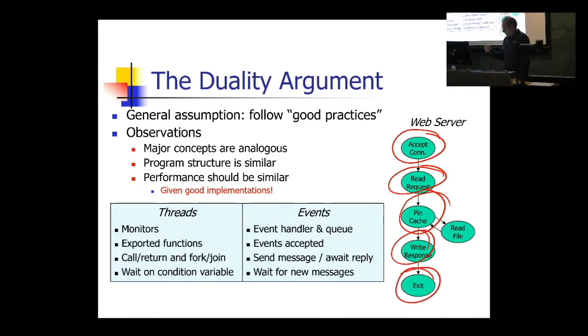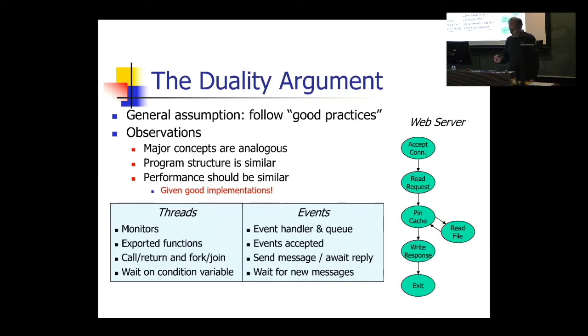Or if it's not in the cache, read it from the file system into the cache, and then write the response back to the client so we can print it on your web page, in your web browser, and then exit. Okay? So the claim here is that the major concepts between the two models, and I'm going to go through it in detail because the next couple of slides animate, are analogous. The structure ends up being the same, so shouldn't the performance, given good implementations, be similar?